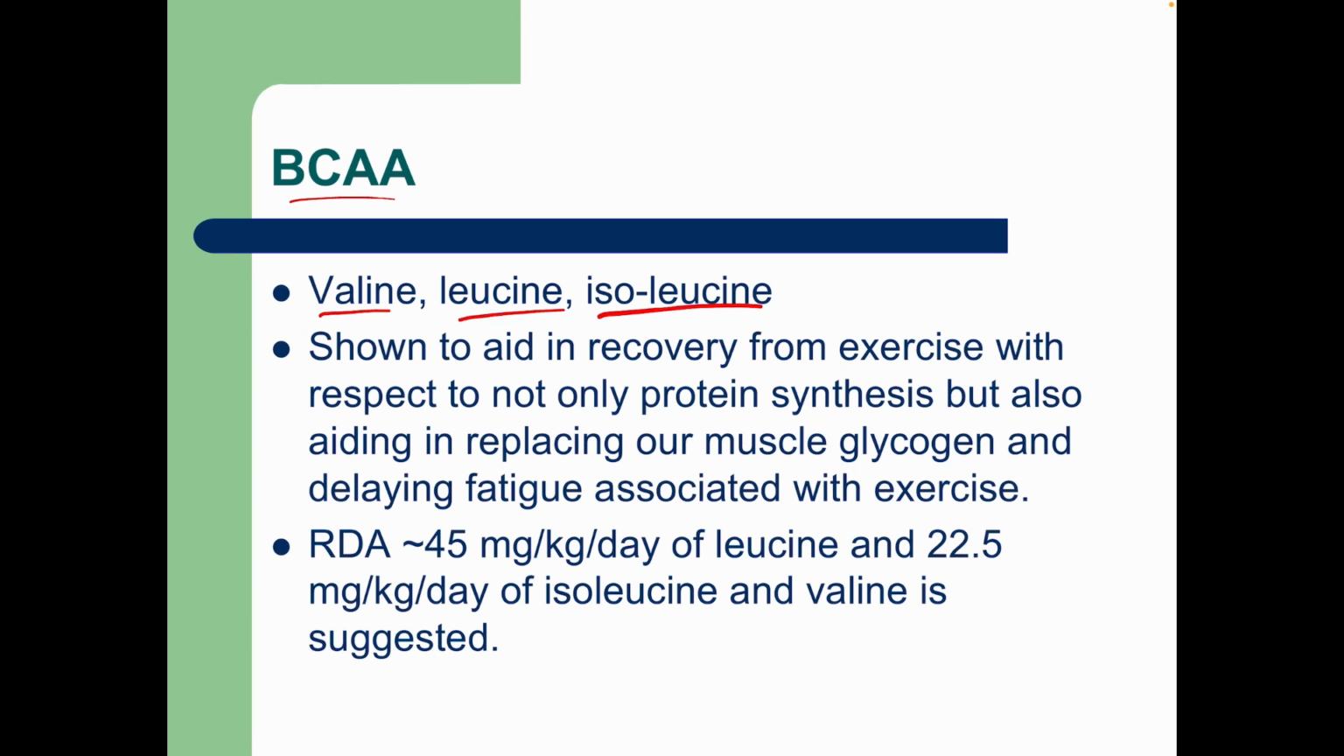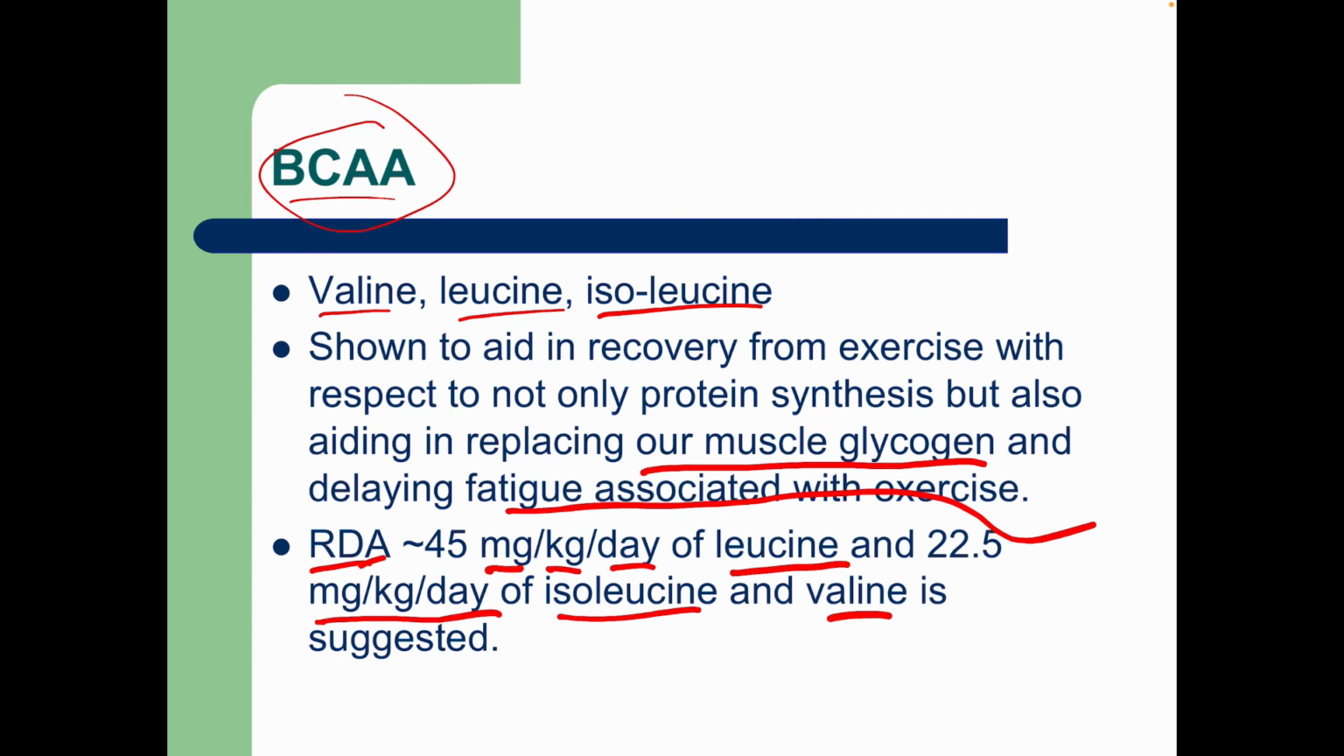So these BCAAs are shown to aid in recovery from exercise with respect to not only protein synthesis, but also aiding in replacing our own muscle glycogen and delaying fatigue-associated muscle exercise. So these are the amino acids that have been associated the most with muscle recovery and exercise. The RDA, or recommended daily allowance, is approximately 4 to 5 milligrams per kilogram per day of leucine, and 22.5 of isoleucine and valine is suggested. So a lot of people work out, they recommend you can get these in supplements or you can get them in protein shakes and stuff like that.